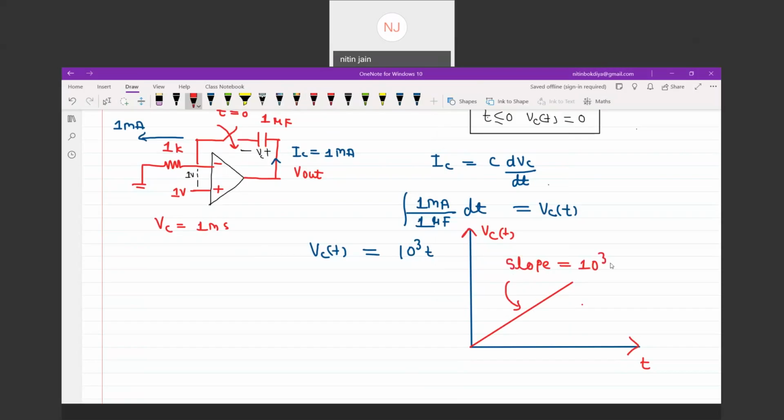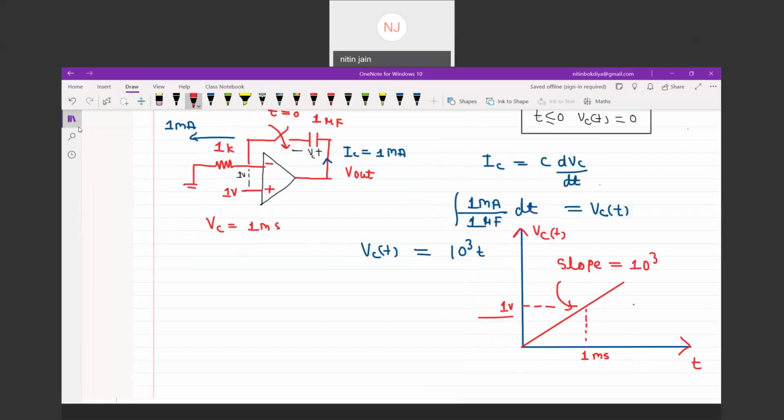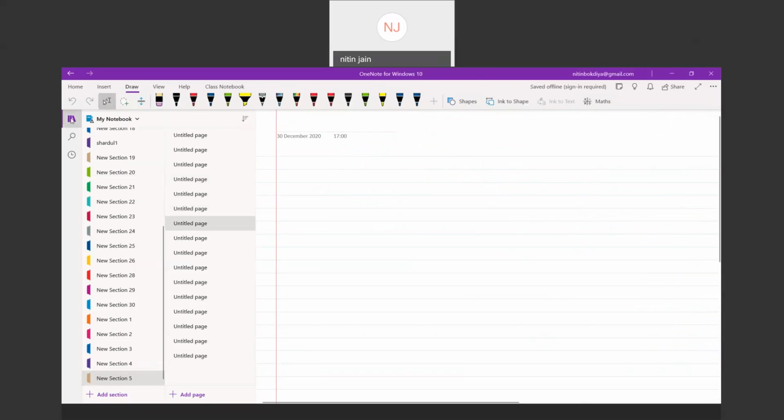They are asking about the voltage after 1 millisecond. So you can say after 1 millisecond, the voltage will be 1 volt. So this is the idea. They can ask any question by giving Vc(t). They can ask the value of t or the voltages at any instant of t. So this is the idea for the circuit, when you are having a transient.